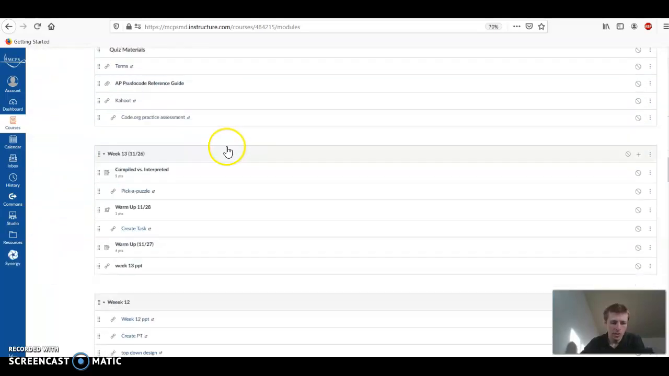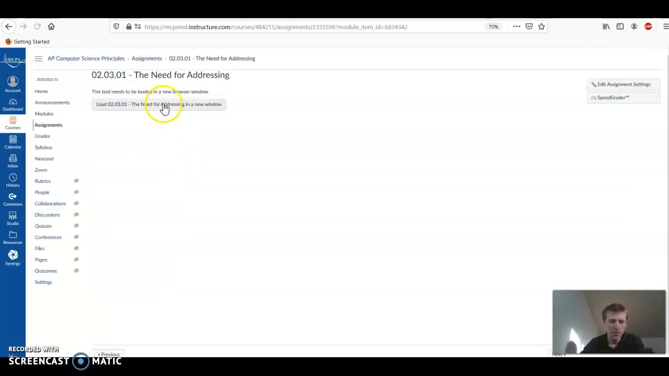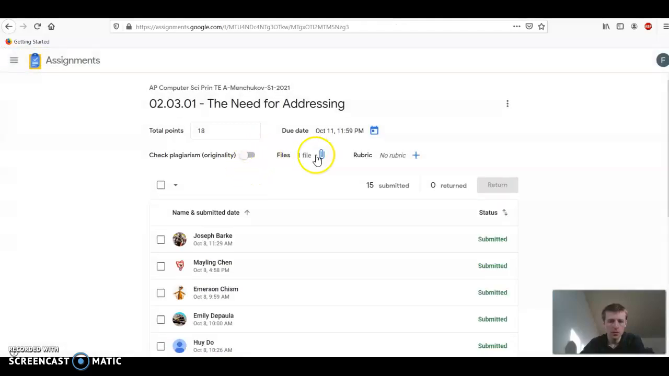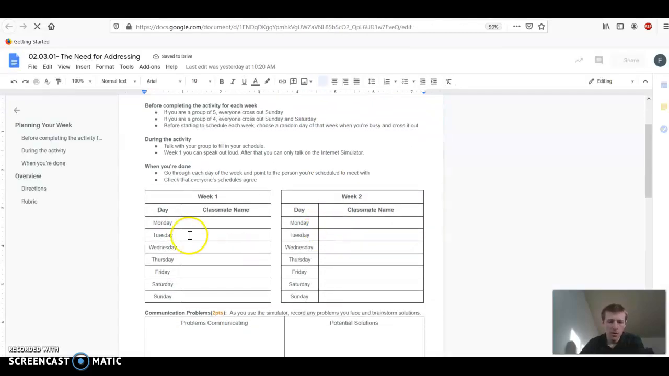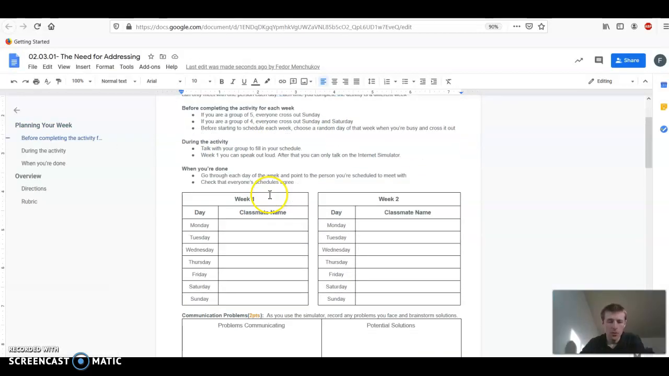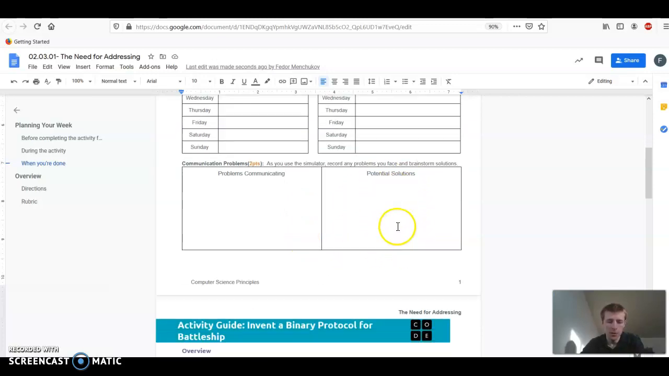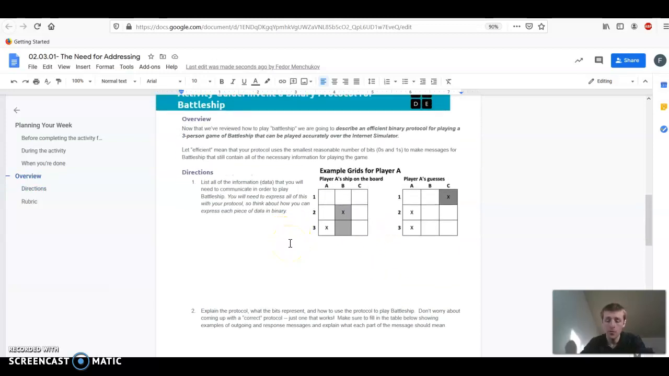So let's see here. Underneath week 6, we can find the assignment labeled 020301. If you open it up, it looks just like this. Please note, I'm not grading this top part, so you don't have to worry about it. I am giving you 2 points for identifying problems with communicating in a system without addressing built in inherently and potential solutions. If you scroll down, I need you to create a protocol for me.